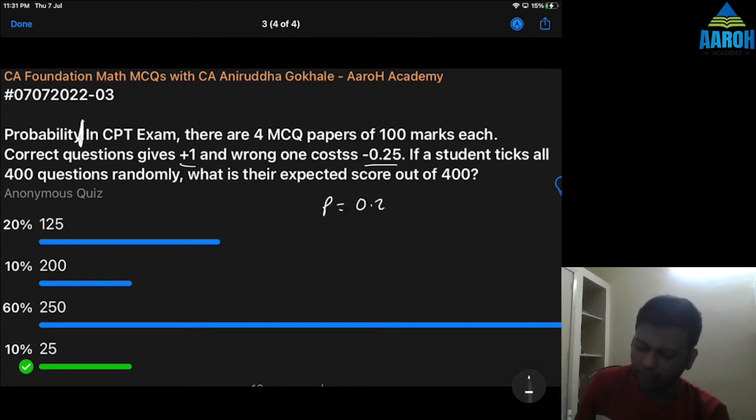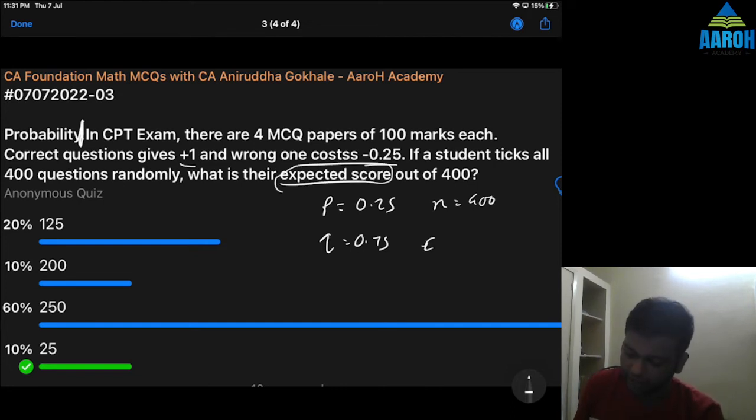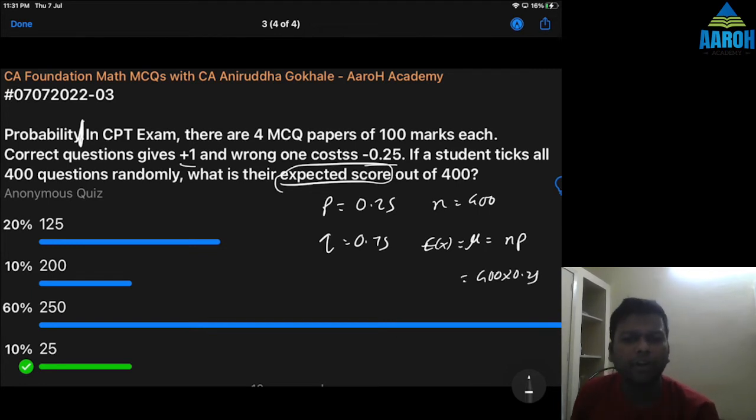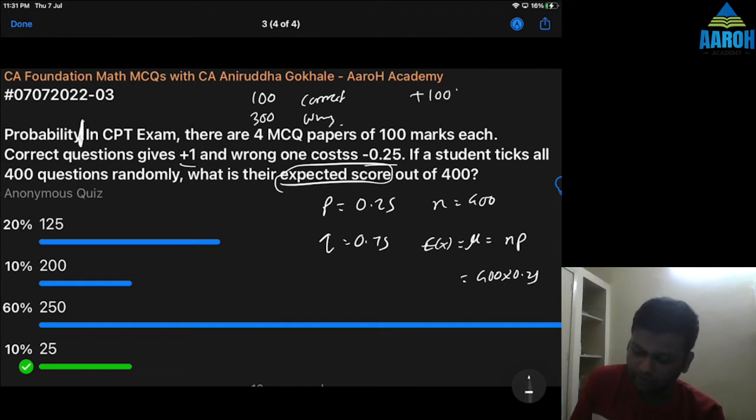Probability of correct answer is 0.25 because 1 out of 4. Probability of wrong answer is 0.75. There are how many such questions? 400. We want expected score, expected value of x, that is E of x, mu. For binomial distribution, mu is NP. That's it. That means expected correct questions are going to be 400 into 0.25. 400 into 0.25 is 100. That means the student will get 100 correct questions and 300 wrong questions on an average, right? Expected value. So he'll get plus 100 marks and minus 300 by 4, that is 75 marks. So 100 minus 75 is 25. Option D is the correct answer.